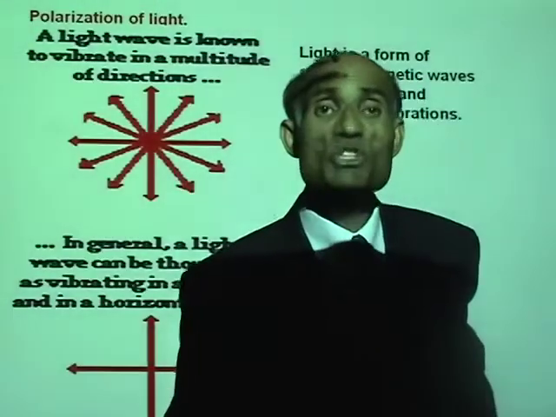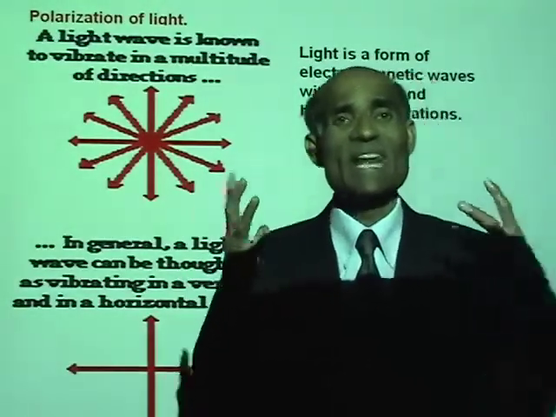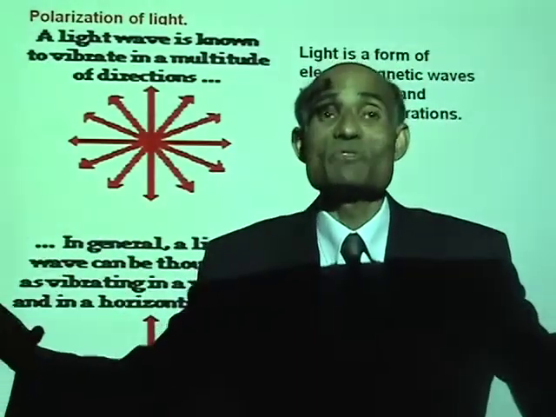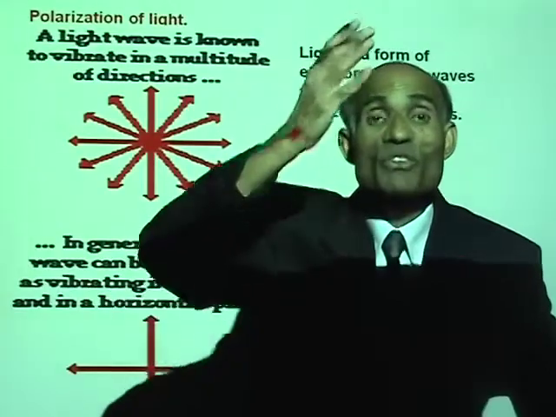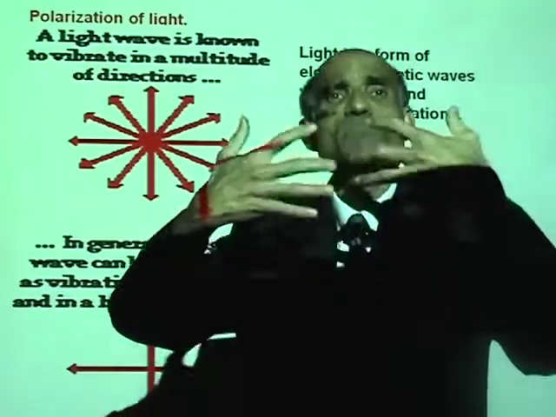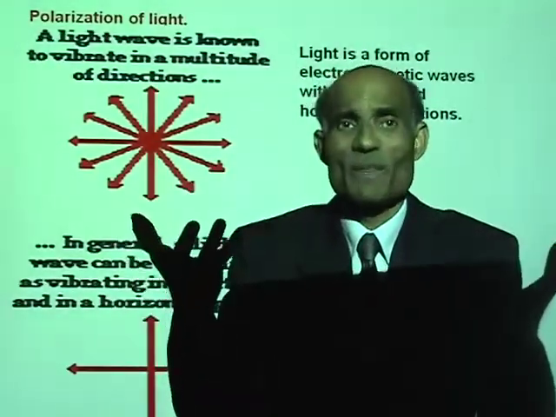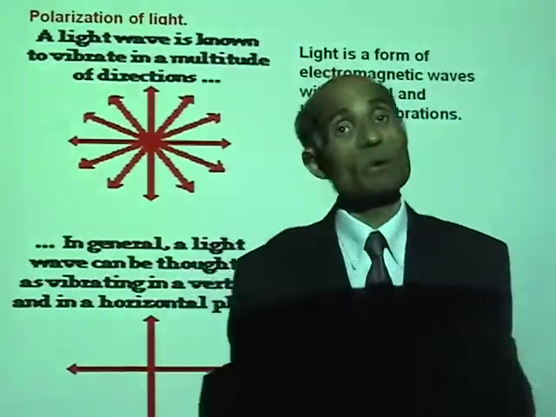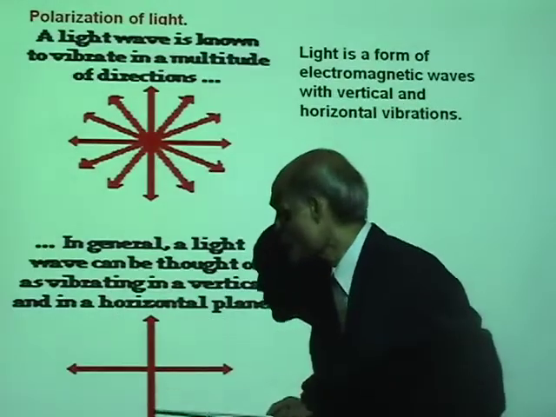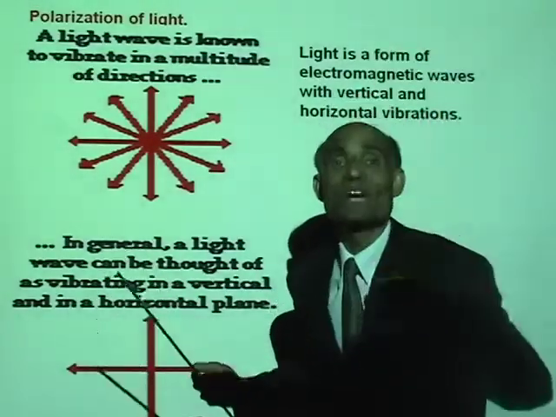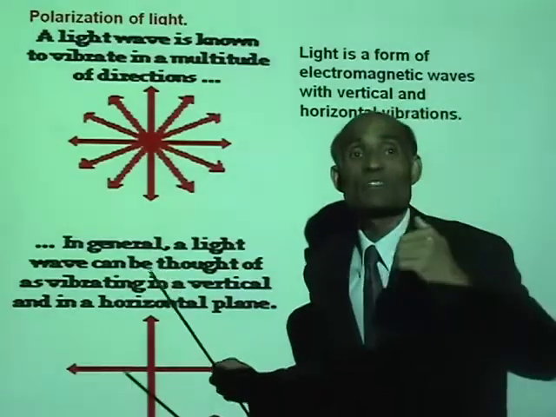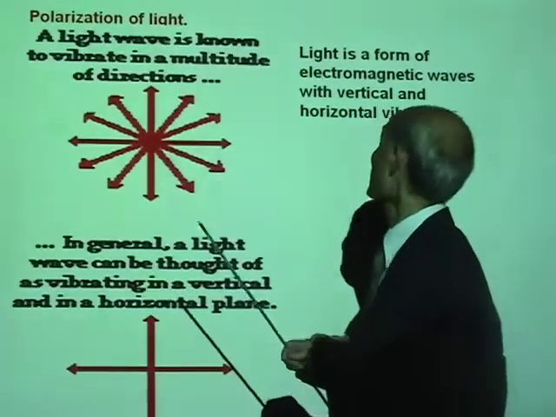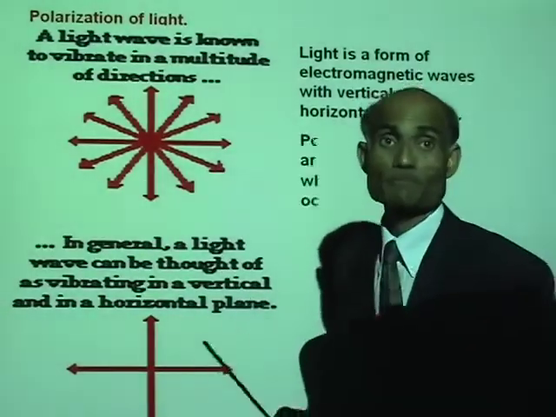So as far as we are concerned, light is a form of electromagnetic waves, which are oscillations of electric and magnetic fields. These oscillations come in all planes, but for our purposes, these oscillations are in the vertical and horizontal planes.